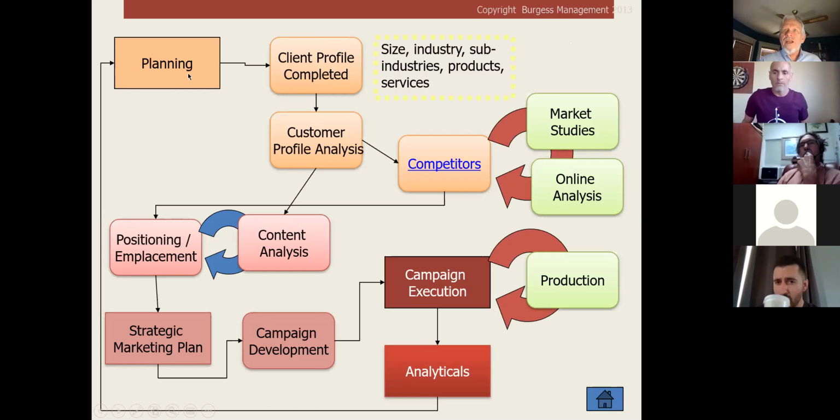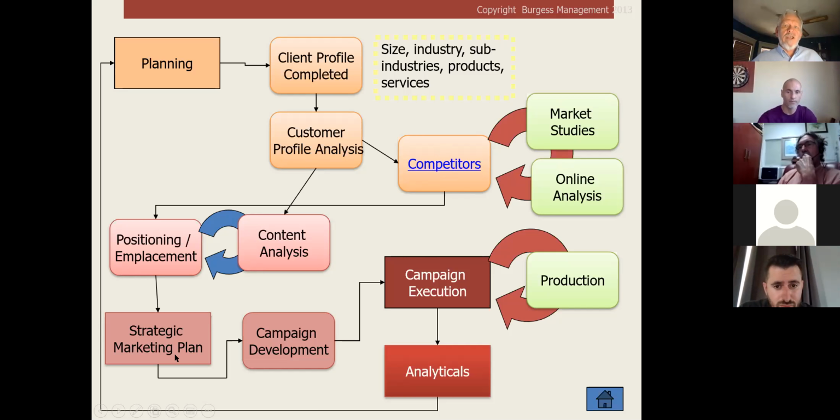You do your planning, you get your client profile completed, you make sure you know the size, industry, sub-industries, and all of that stuff that we did in the competitive one. You've got your customer analysis profile, and you take a look at your competitors in order to determine how you're going to differentiate yourself. You go through a market study, you do your online analysis, and now you're ready to actually get started. You do your positioning and placement, and your customer profile analysis dictates what your content is going to be and how you're going to build your content.